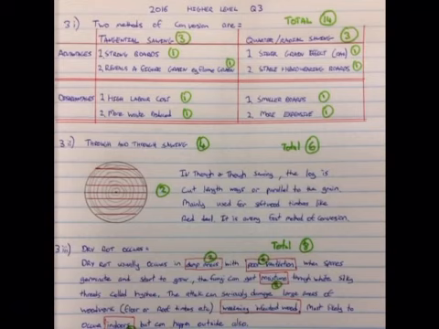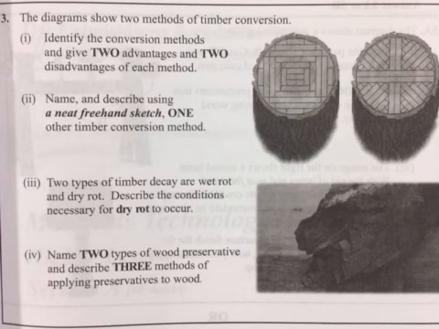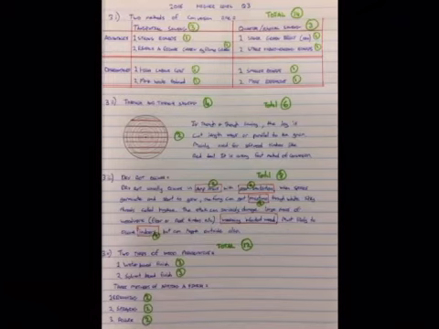Okay, so you get 3 for naming each of them. So that'll be 6 out of 14, and then you get 1 for each of the advantages and disadvantages that you name. So fairly handy to pick up marks there, in my opinion. And then we look at part 2, so name and describe, using a neat freehand sketch, 1 other timber method of conversion, so there's only 1 left really. Okay, so name it, through sawn, you get 4 marks. And then for a bit of an explanation, you get 2 marks.